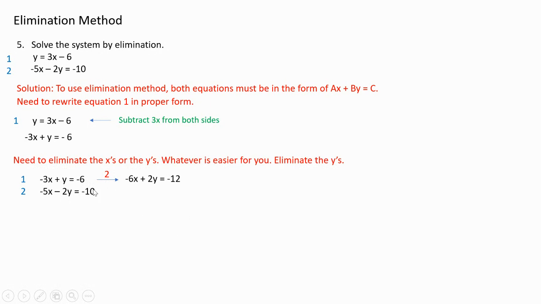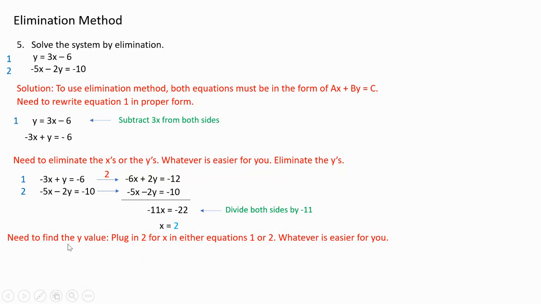So 2 times negative 3x is negative 6x. 2 times y is 2y. 2 times negative 6 is negative 12, right? And then this equation, we'll just slide it down, to the side. And then we're going to add them. That's why it's called the elimination method or the addition method. They both mean the same thing. So negative 6x minus 5x is equal to negative 11x. These two will be 0. So we have negative 11x equals negative 22. We divide both sides by negative 11, so x equals 2.